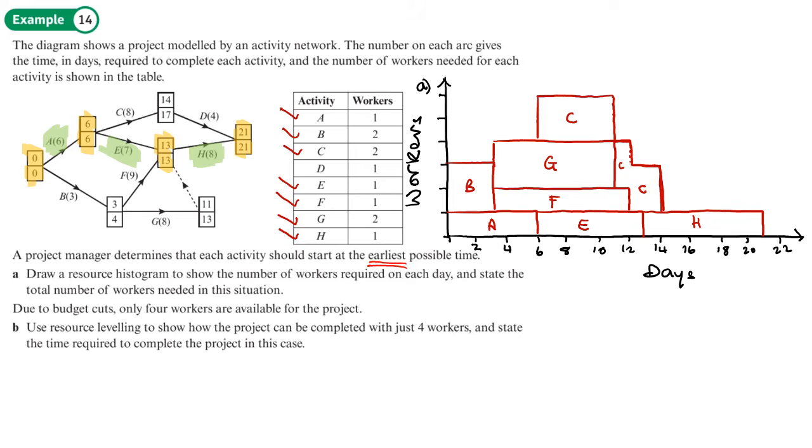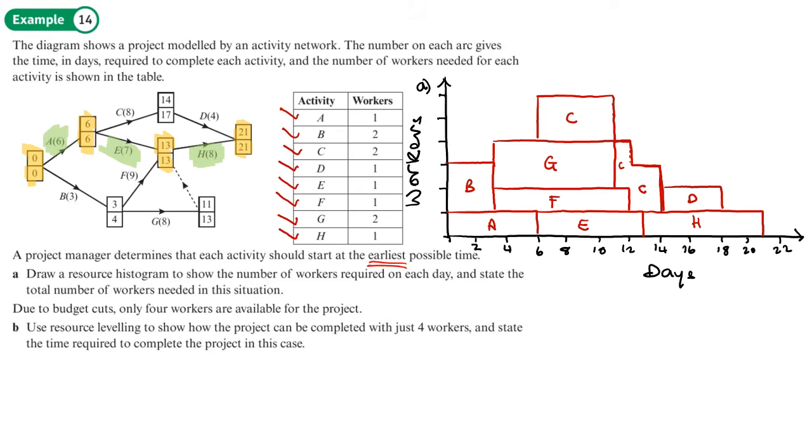And we'll tick that off, and then the last activity is going to be activity D. The earliest that can start is 14, so it's basically going to start here, and that has a duration of 4, which means it's going to finish at 18. So we'll just put that in, and D requires just 1 worker. So that's up to 18 there. That's activity D.